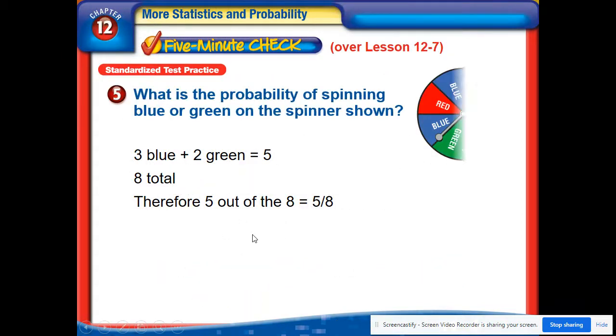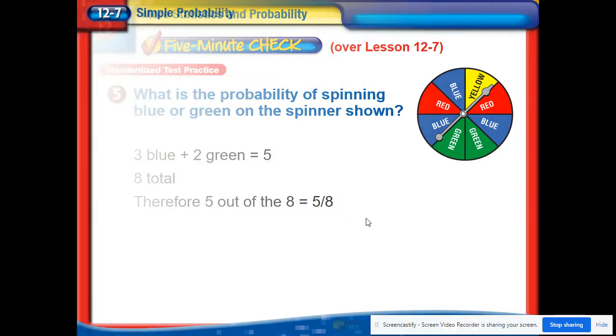All right, what's the probability on the spinner of spinning a blue or a green? Now, how many blues are there? There's 3 of them. And how many green sides are there? There's 2 of them. So blue and green total, there's 5. How many total slots are there? Well, there's 8. So therefore, we have 5 out of 8, or 5/8.